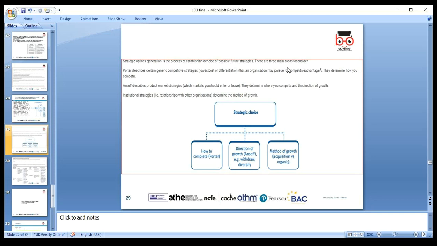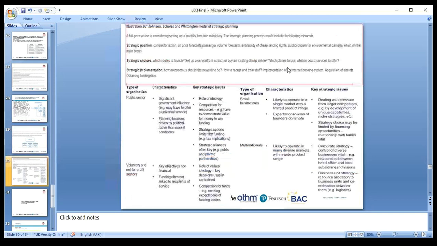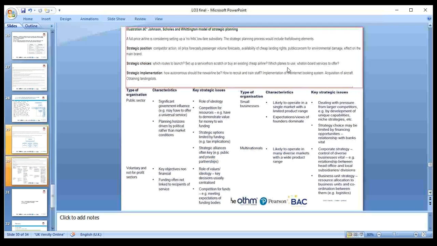So Porter describes certain generic competitive strategies: low cost and differentiation. So an organization may pursue competitive advantage, and we can look at determining how to compete. Then the Ansoff matrix which we discussed earlier. We can look at market penetration, market development, product development, and diversification strategy, and the methods we can use, such as acquisition and joint venture. That's all we can look at to make an organization successful.